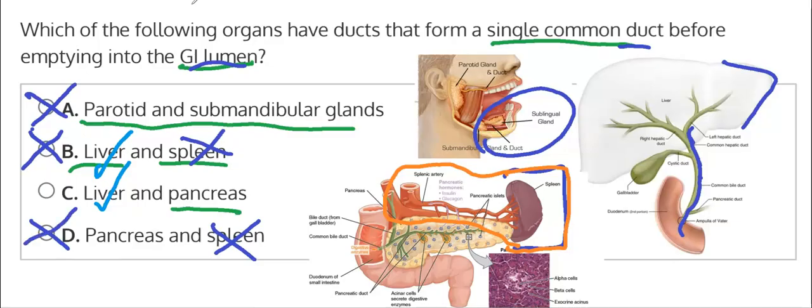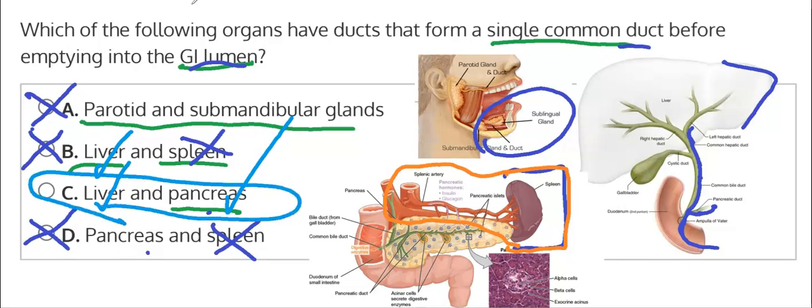Option D also has pancreas listed, but pancreas is involved in options D and C. So let's take a look at the pancreas. The pancreas here has a duct, the pancreatic duct, that goes from the pancreas and then connects down into the GI system. So we know that pancreas is also correct, just like the liver, as having a duct going from itself into the GI system, and therefore option C is correct.